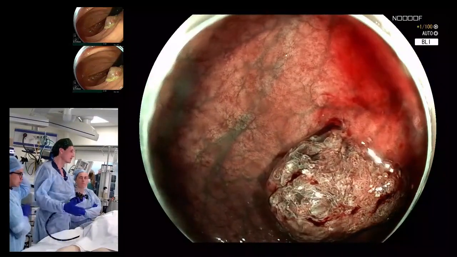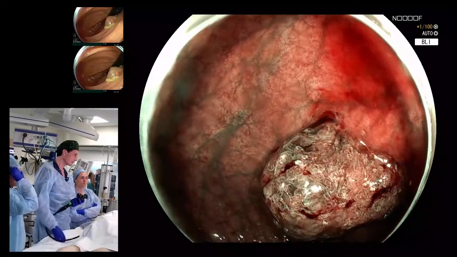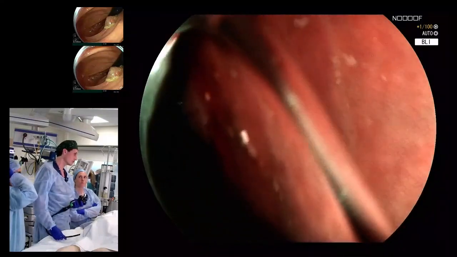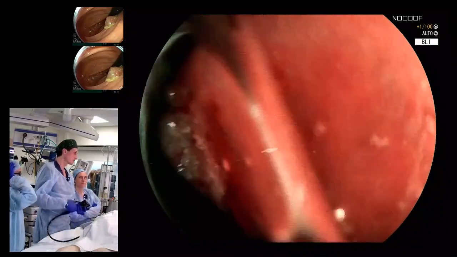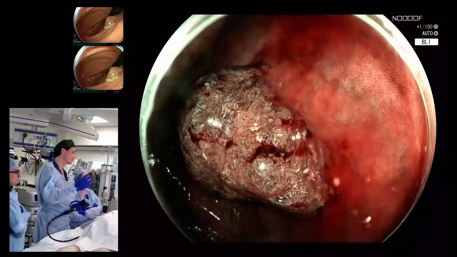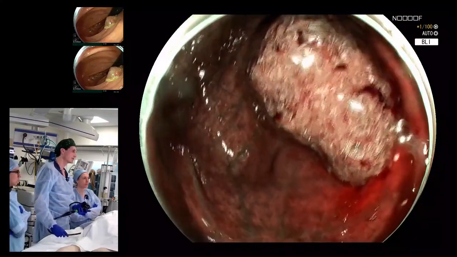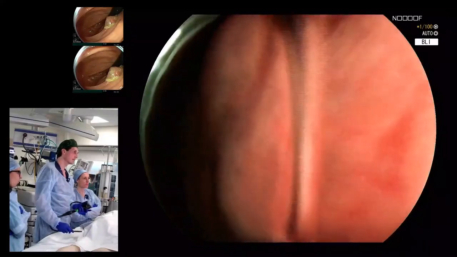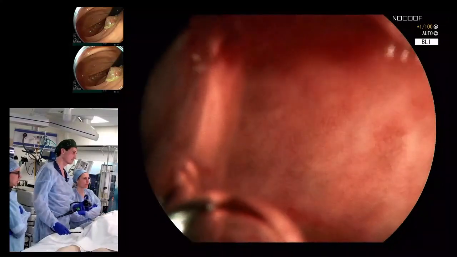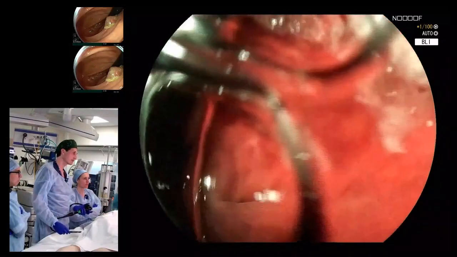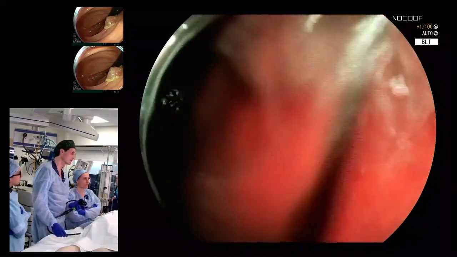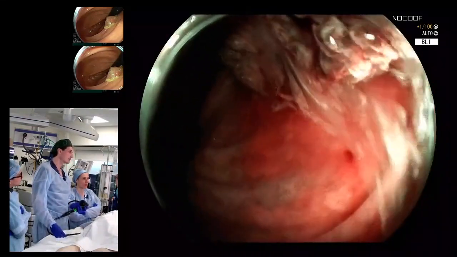When I entered, there was also a lot of water and a lot of mucus. When I tried to do an exchange, I also saw that the polyp started to float and started to move around a bit. Okay. So it is pretty mobile. It is well away from the appendiceal orifice, so I don't think we really need to take that into account.